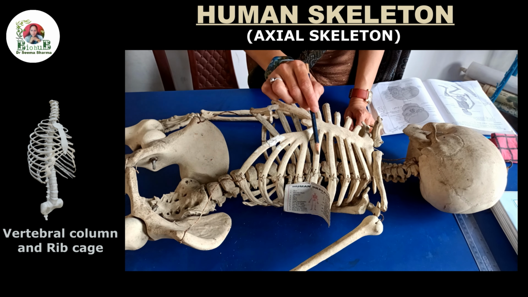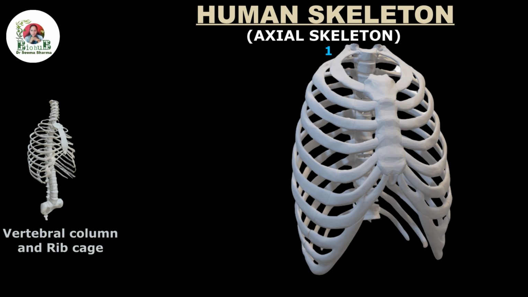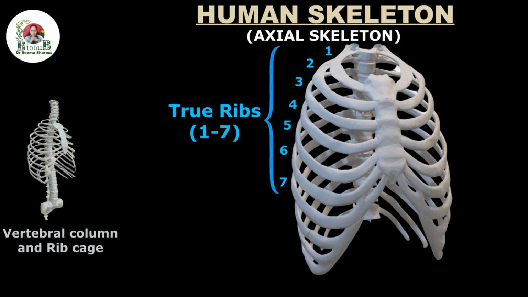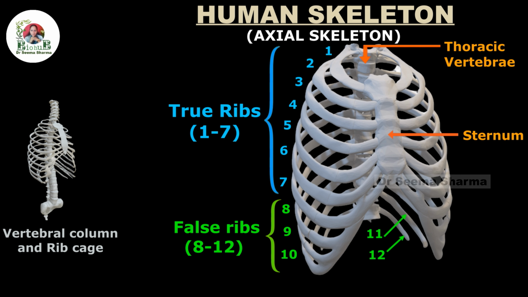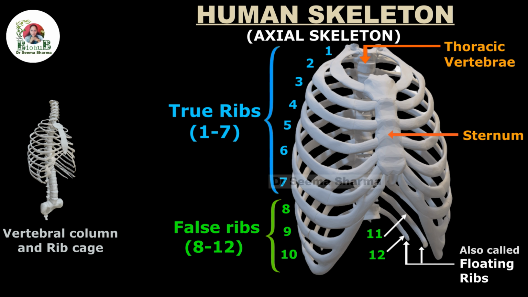Ribs. There are 12 pairs of ribs in total, out of which the first 7 pairs are called true ribs because these are directly attached dorsally to the thoracic vertebrae and ventrally to the sternum, whereas the rest of the 5 pairs of ribs are called false ribs because they are not directly attached to the sternum ventrally. Interestingly, the 11th and 12th pair of ribs are ventrally free, thus they are termed floating ribs. So now I am sure that the name, number and position of ribs within the rib cage is clear to you all.